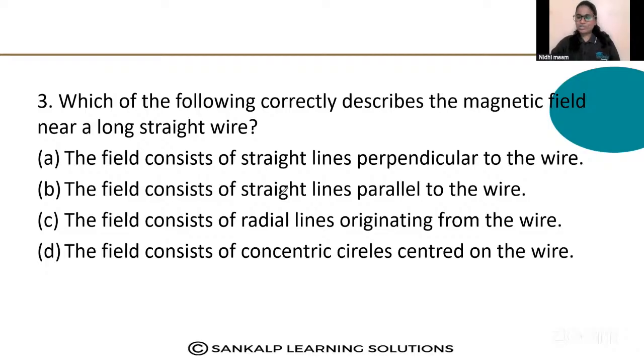Most of them are answering option D. So the field consists of concentric circles centered on the wire. Exactly right. Very good. Next question.